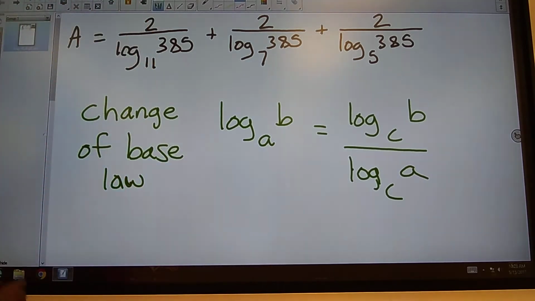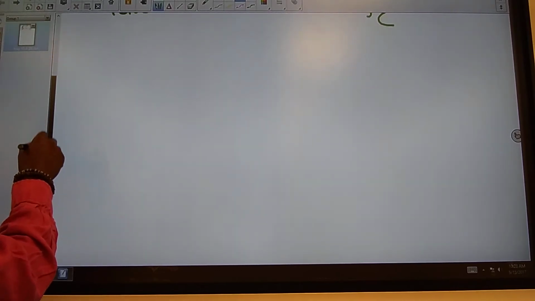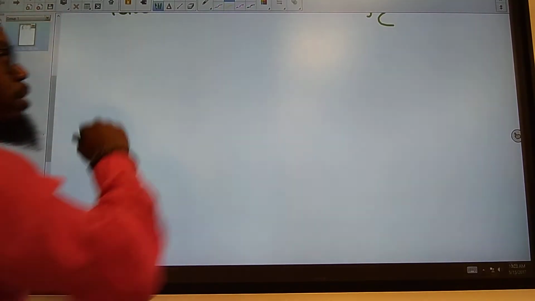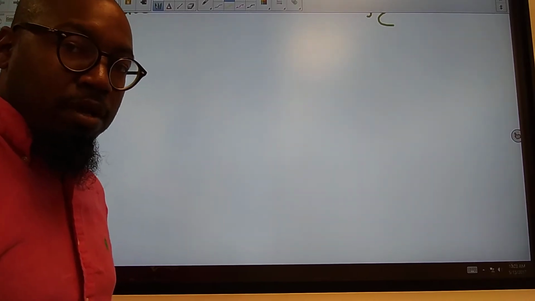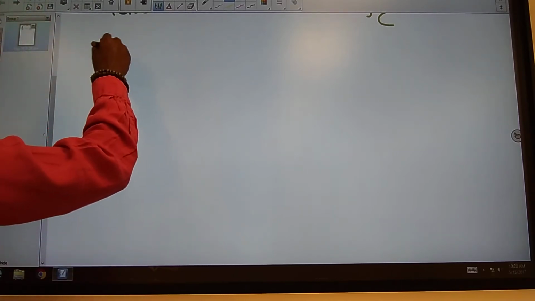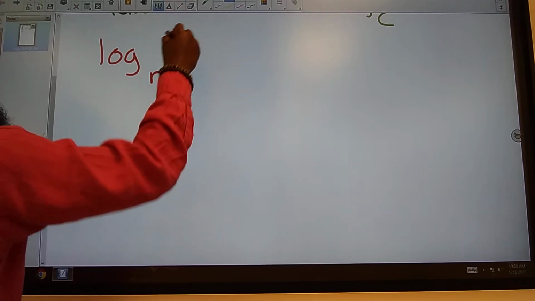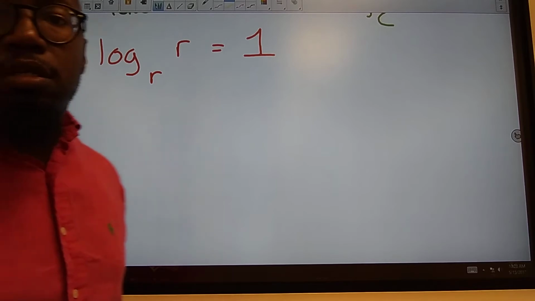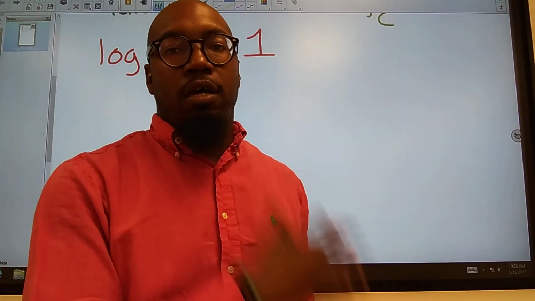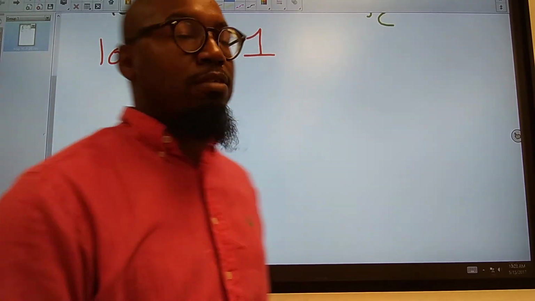The other one that I'm going to use is where the argument and the actual base are the same value, and that equals 1. So if I have log base r of r, that just equals 1, okay? You're going to see how I use that later on at the very end, and how it's going to be something simple, okay?